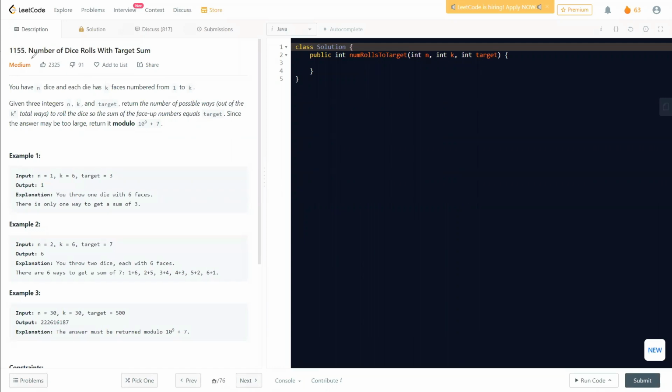In this video, we'll discuss another LeetCode problem, the number of dice rolls with target sum. This is a medium level problem where we'll understand step by step how we should solve it, and what kind of analysis we can draw from this problem as well. So we'll see all those in this video.